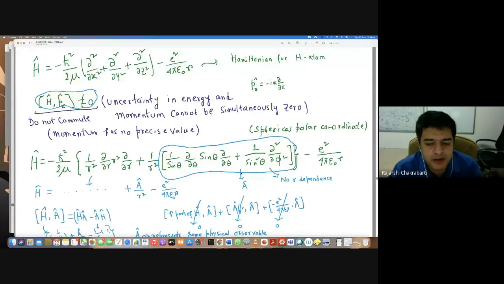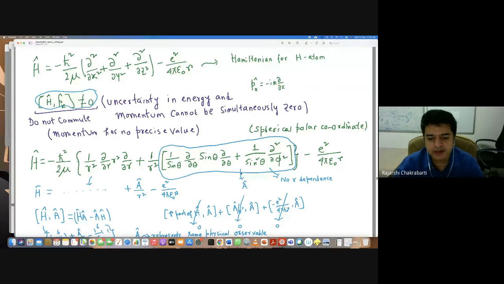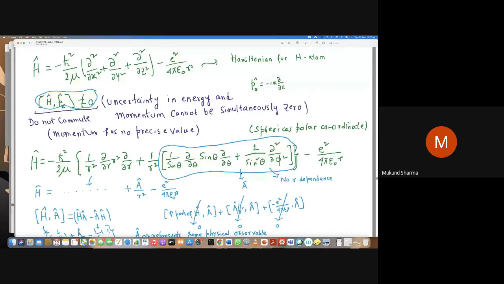So it's the same Hamiltonian but written in terms of spherical polar coordinates. You remember these things, r, theta, and phi? I am not drawing it here. So after today's class, please go through my lecture number 15 recorded last year, session 15 or something.